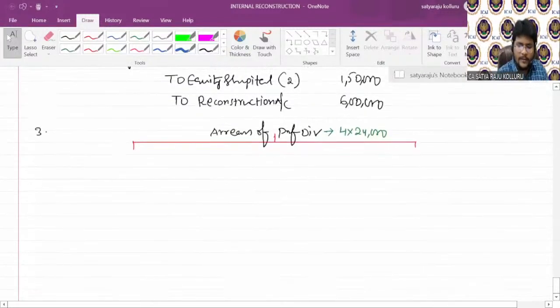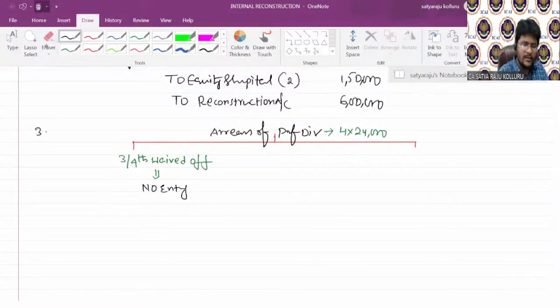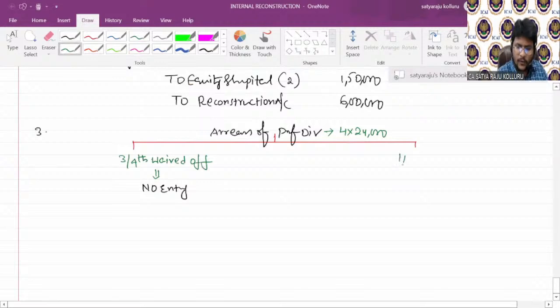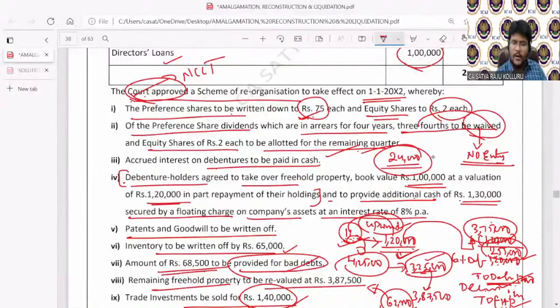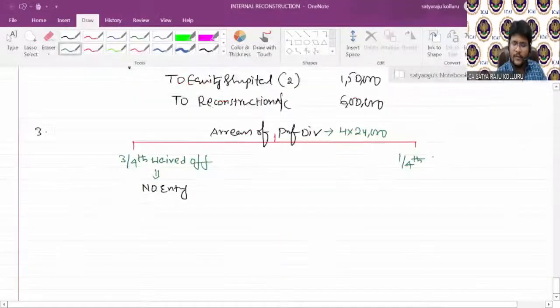Now out of this, 3/4 waived off. So 3/4 is waived off means no entry. Am I right? Remaining 1/4. What we are issuing for the remaining 1/4? We are going to issue equity shares. For the remaining 1/4, we are issuing equity shares.